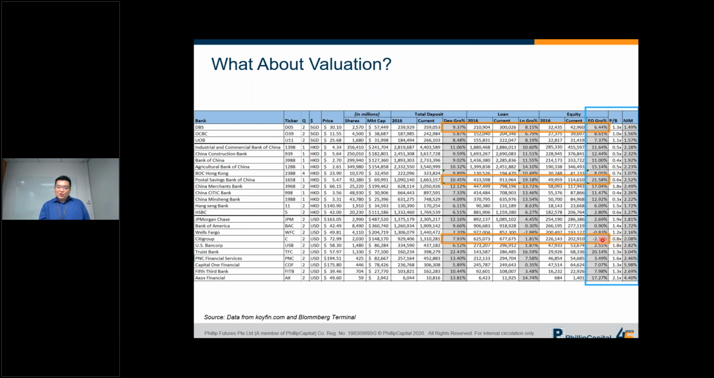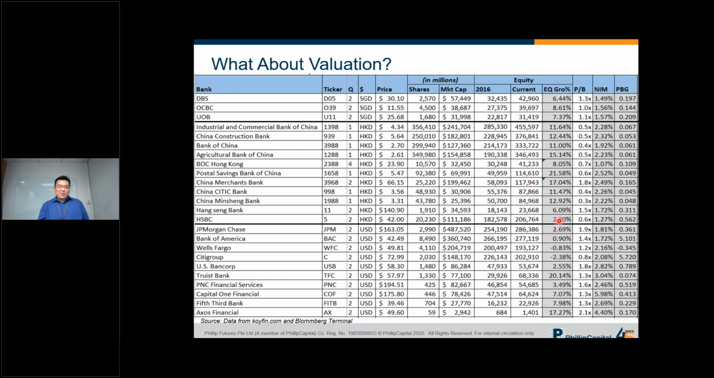Why is it so low? You know that it's low because it's not growing its equity and not growing its loans, so investors don't like it. When investors don't like it, they price it at a lower multiple. This is a zoom in so you can see the price to book clearly. Then, side by side, we look at the net interest margin, and the last column is price to book to growth, which I'll touch on later.